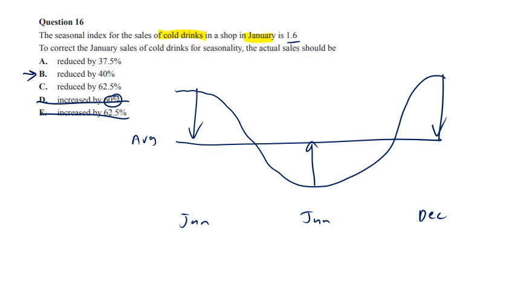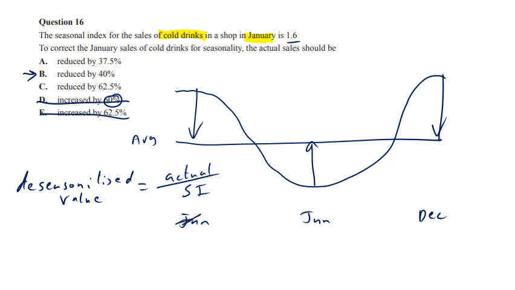If we look at the idea of seasonal index, de-seasonalized, have I spelled that right? Value is the actual over the seasonal index. No, we don't know what our actual number is, but let me just erase that and get some space. So if we think about this, if we just had 100% of our sales and we divided by 1.6, we would end up with 62.5. Okay, so you think C?